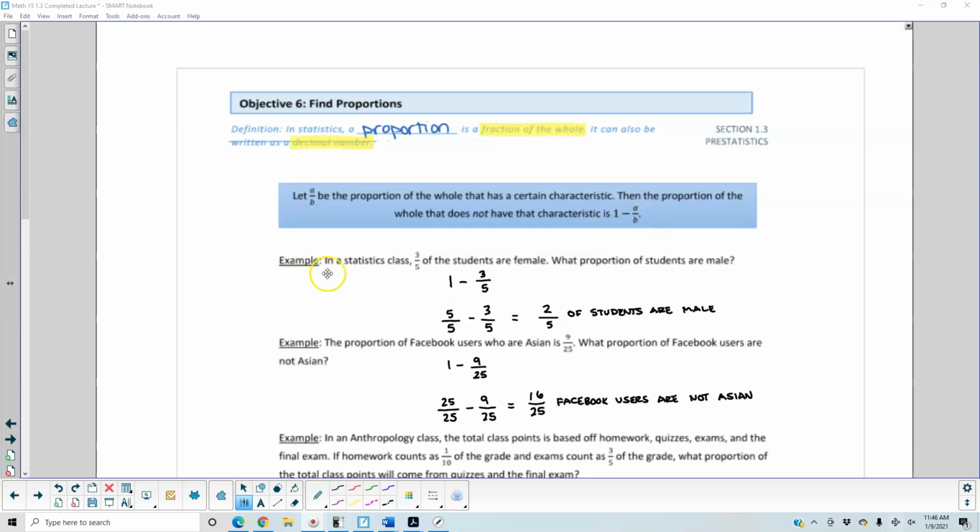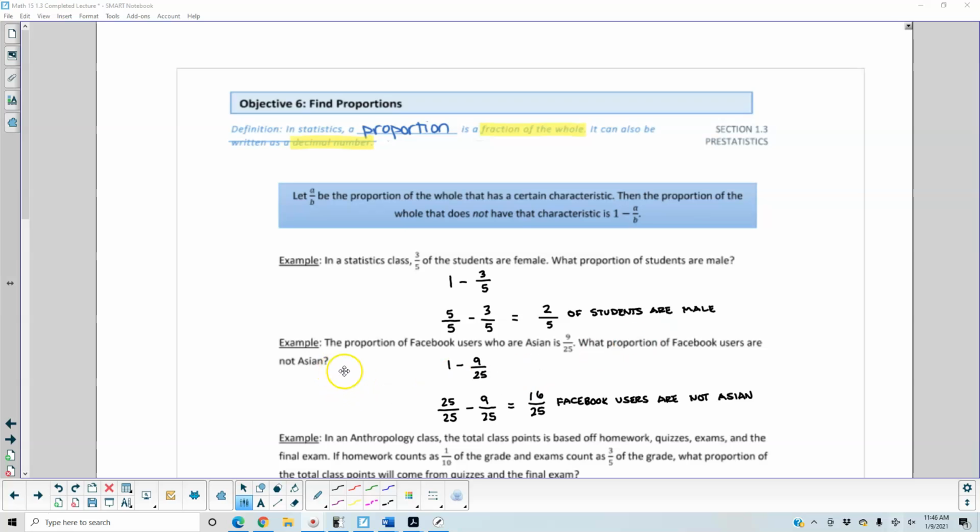So, for example, in a statistics class, 3/5 of students are female. What proportion of students are male? Well, 1 is going to represent the whole, and we want to subtract 3/5 of the students who are female. So we're going to take 1 minus 3/5. But since the denominator is 5, we can rewrite 1 to be 5 over 5 and then subtract 3/5. So 5 over 5 minus 3/5 gives us 2/5. And that means 2/5 of the students are male.